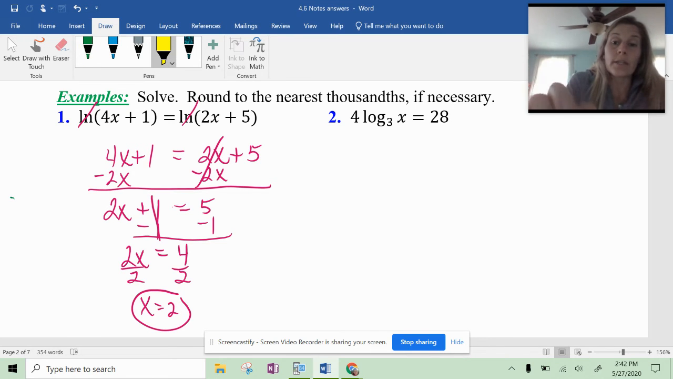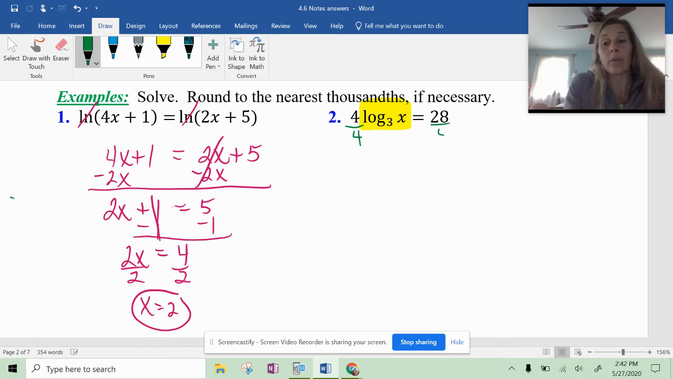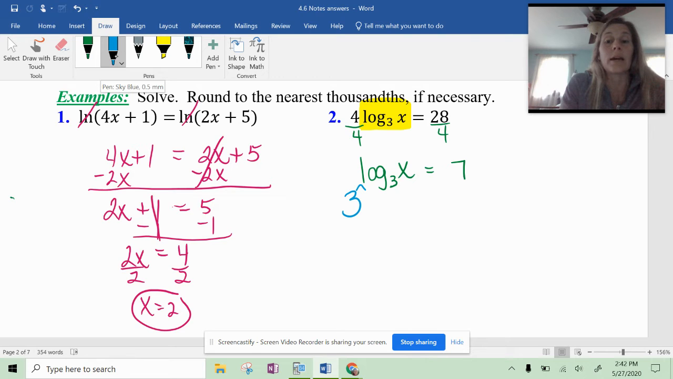Now, if I go ahead and do number 2, this one already has this log term, right? So the first thing you want to do is get rid of this 4. You just want to isolate that log term there. So I'm going to divide by that number out front. So now I have log base 3 of x equals, and 28 divided by 4 is 7. Now, in order to get this log base 3 to cancel, but just have the x remain, you give the whole thing a base of 3, meaning that this entire thing is now becoming an exponent. If you do that on one side, you have to do it on the other side.